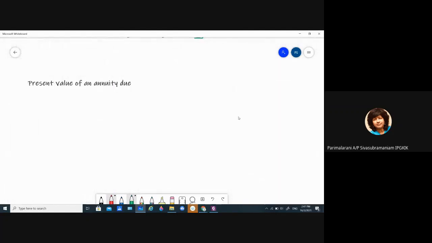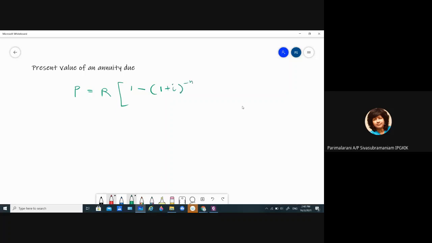However, if you're calculating the present value of annuity due, then this is the formula that you're going to use. P equals R into 1 minus 1 plus I to the power of negative N, over I. This part of the formula is exactly the same as the present value formula for ordinary annuity. Then you multiply this by 1 plus I. So this is the formula to find the present value of annuity due.